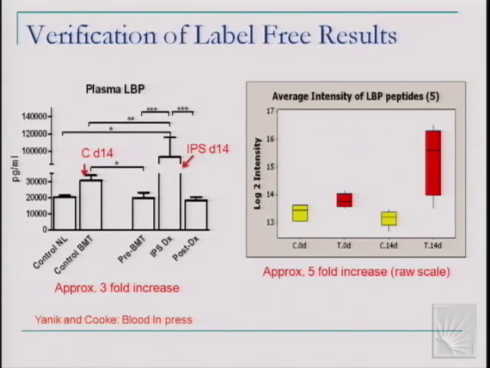And then when we look at LBP, this is just a verification study that has just recently been validated and is in IMPRESS. For LBP, you can see that in the label-free work, we are seeing approximately a 5-fold increase when comparing control versus IPS at day 14, and they've expanded the sample set to a larger cohort, looking across those patients, and you can see control at day 14 versus IPS. They're seeing approximately a 3-fold increase. So this is very nice cross-validation of individual work. This is an ELISA here.